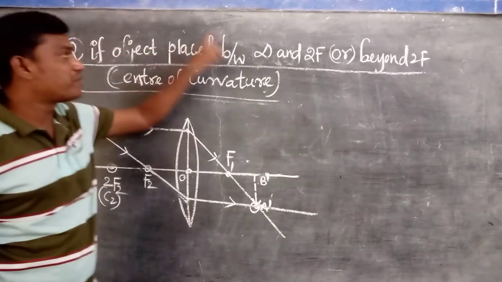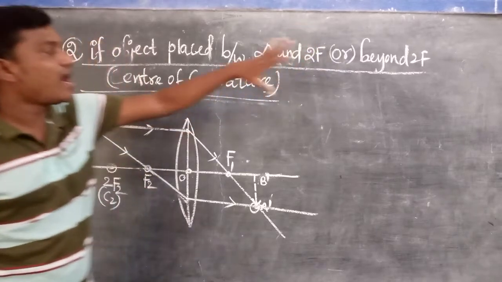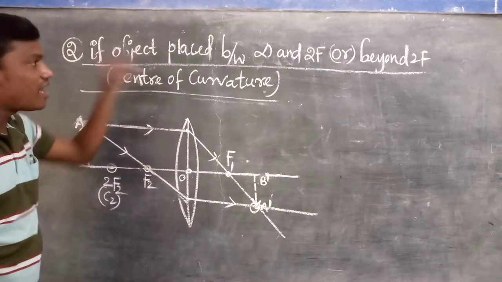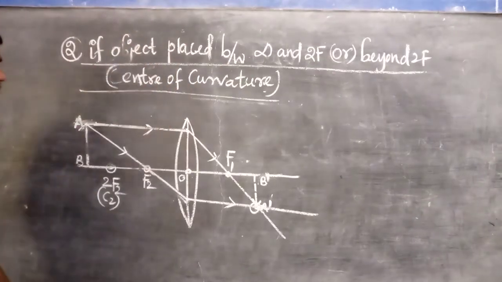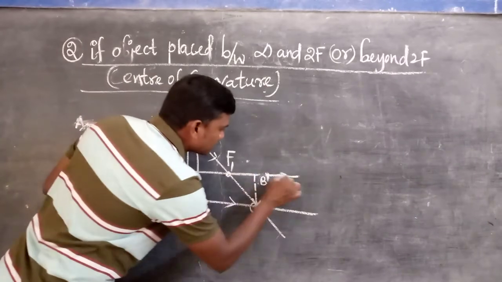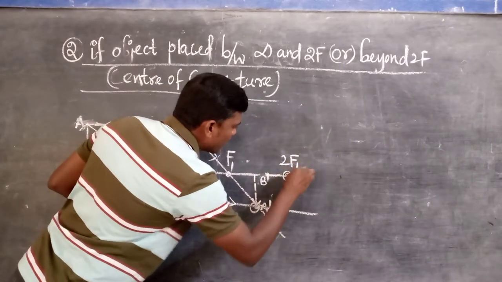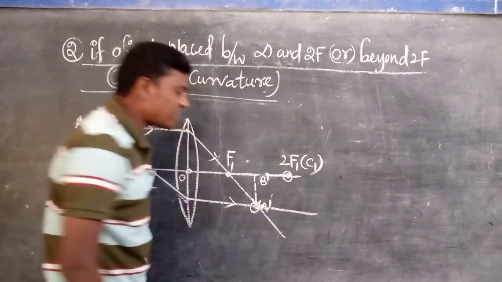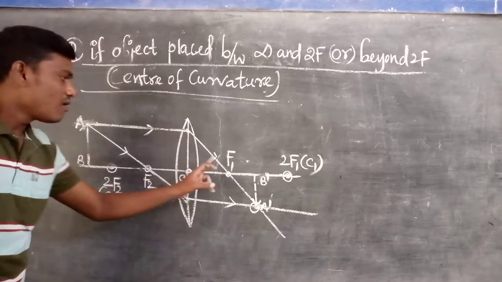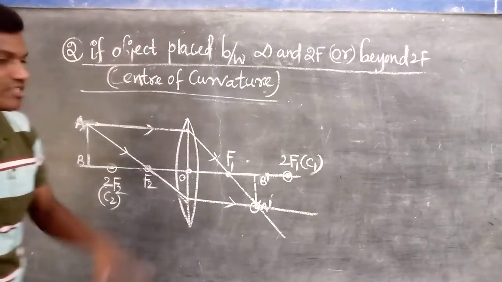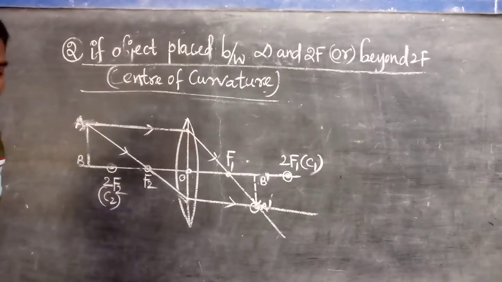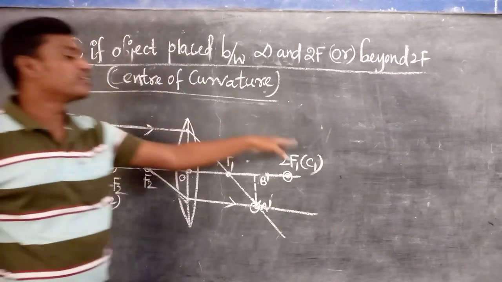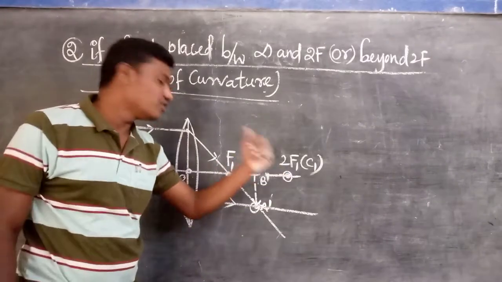If the object is placed between infinity and 2f, beyond 2f, or beyond the center of curvature, during such a condition, from it is the F1, it is which one? 2f1 or C1. So now from the diagram you can say clearly where the image will be formed: between the focus and center of curvature, on the other side of the object. Is it correct or not? So the object is placed on the left hand side beyond the 2f, and the image will be formed on the right side between F1 and 2f1.